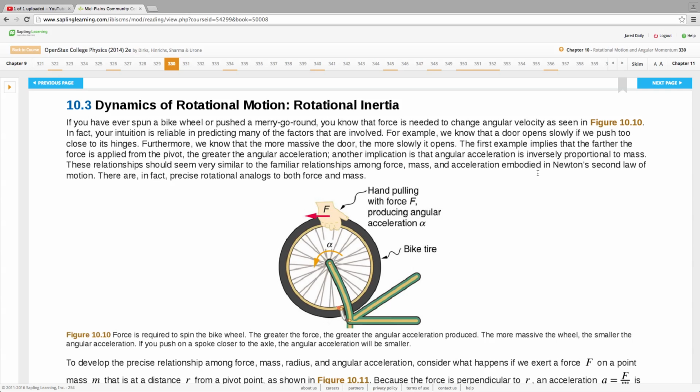First, let's talk about the location of a force, because I think that's the easier one. If you have a door that you're trying to open, and let me see if I can go to a place to draw really quick.